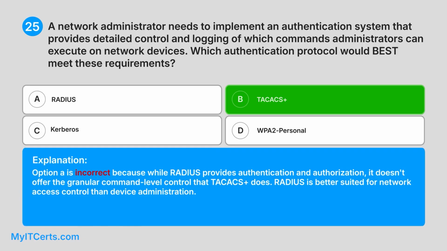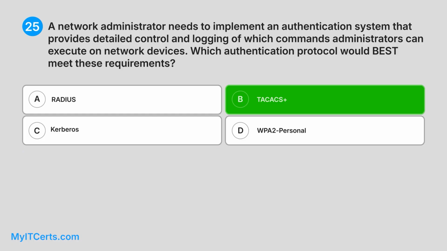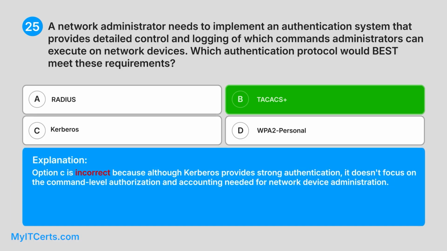Option A, RADIUS, is incorrect because while RADIUS provides authentication and authorization, it doesn't offer the granular command-level control that TACACS+ does. RADIUS is better suited for network access control than device administration. Option C, Kerberos, is incorrect because although Kerberos provides strong authentication, it doesn't focus on the command-level authorization and accounting needed for network device administration.